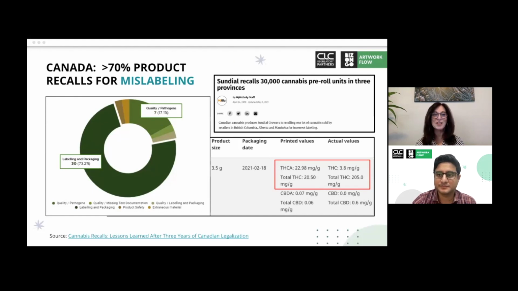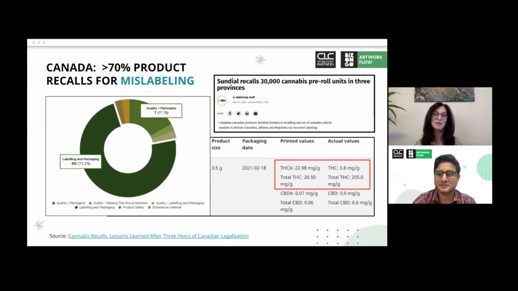So, continuing on with mislabeling and inaccurate testing results. Just recently in Canada, an article was published in the industry journal, Cannabis Industry Journal, that showed data over 3 years of product recalls in Canada. And over 70% of those were from mislabeling. And that's 140,000 products that were on the market that were mislabeled.